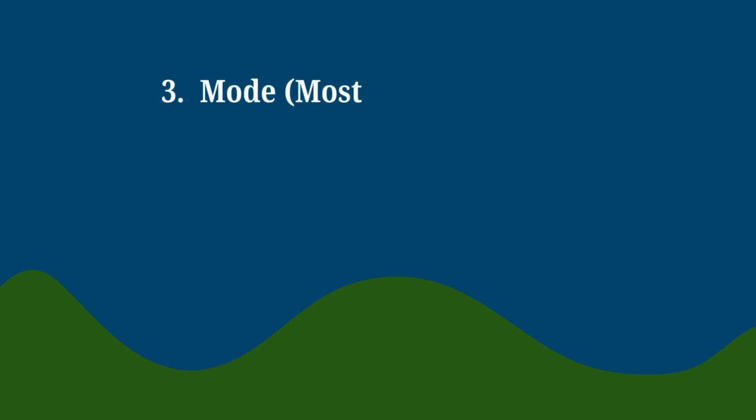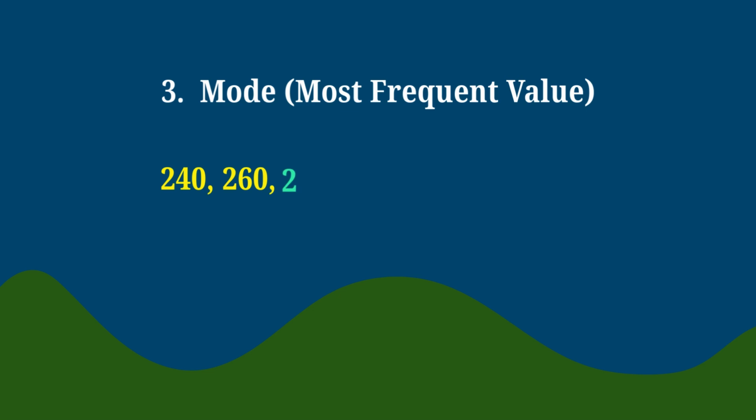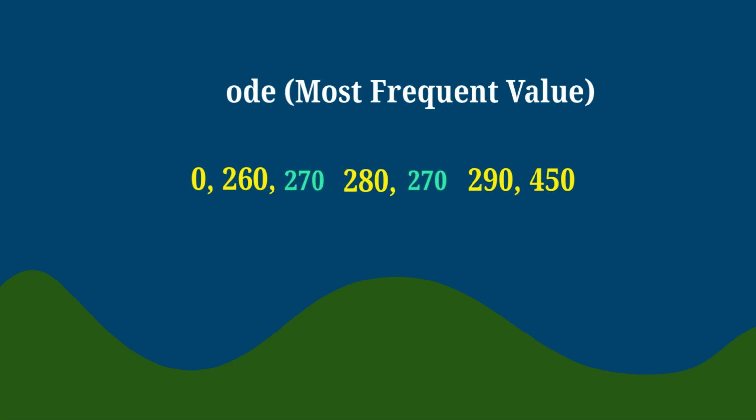Third, mode. Mode represents the most frequently occurring value in a dataset. It is particularly useful for categorical data, such as product types, colors, or sizes, and for identifying common patterns. Numeric datasets may have multiple modes or none at all.